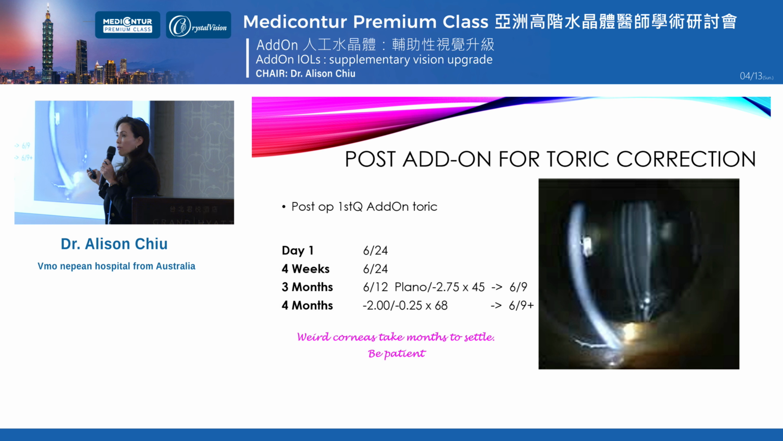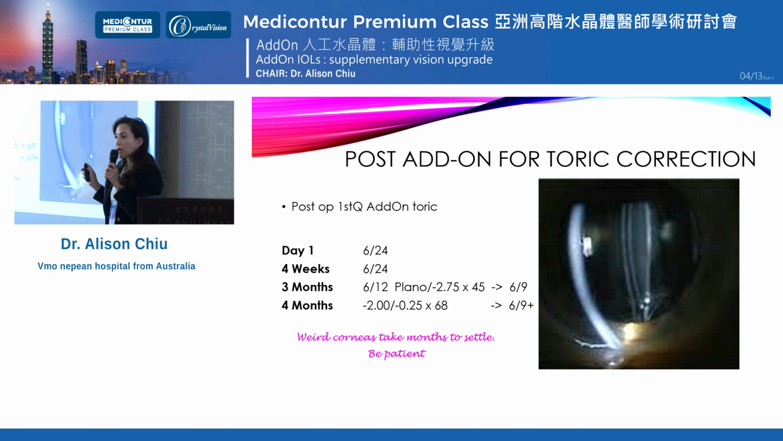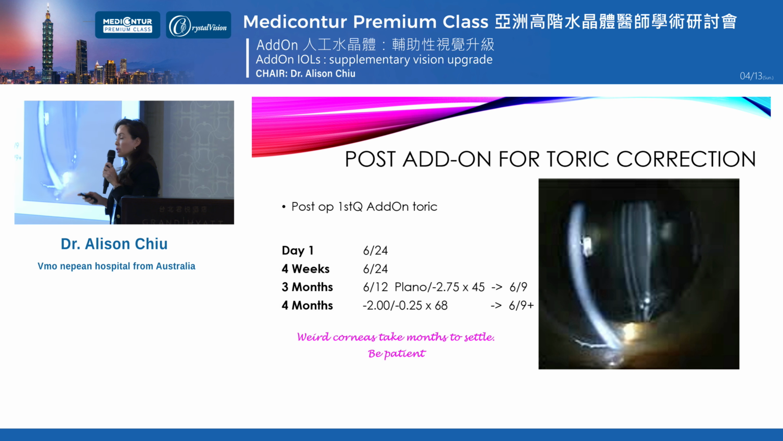It took a long time for her corneas to settle, and I think that that's the case with weird corneas. They can take longer, so you really need to wait until you get those 2 stable refractions, and it may take longer than 4 to 6 weeks.